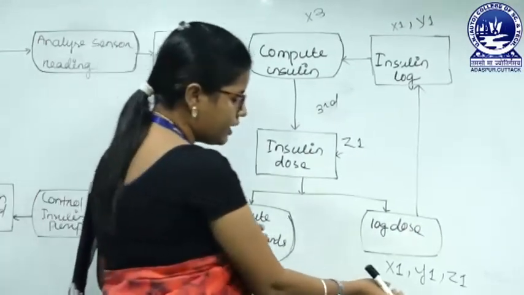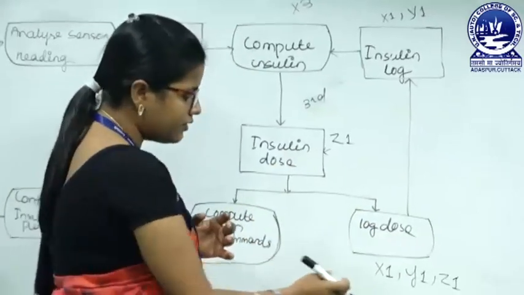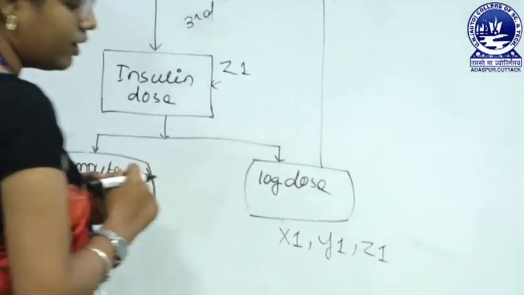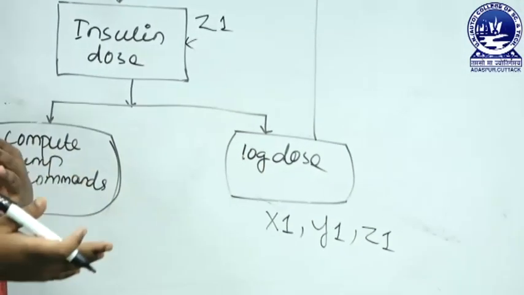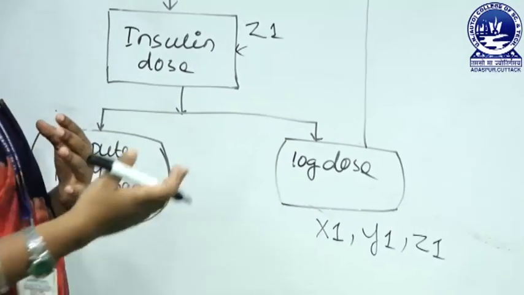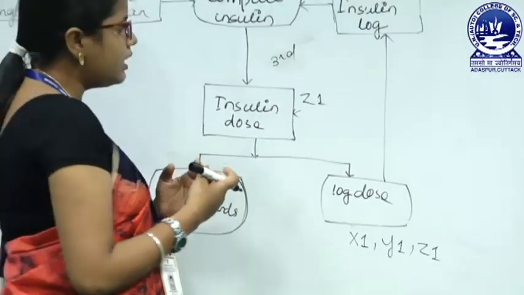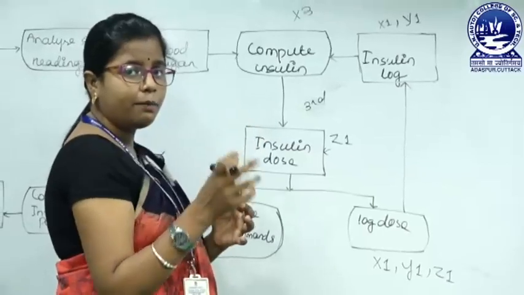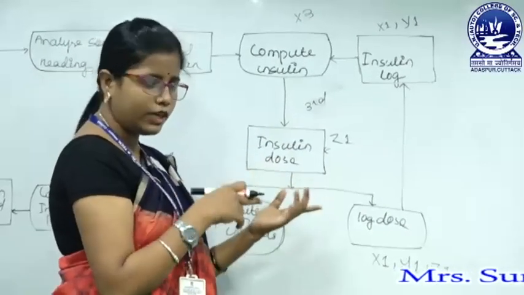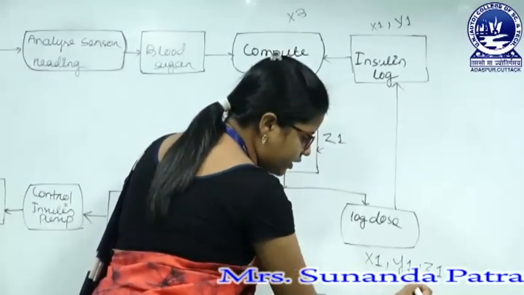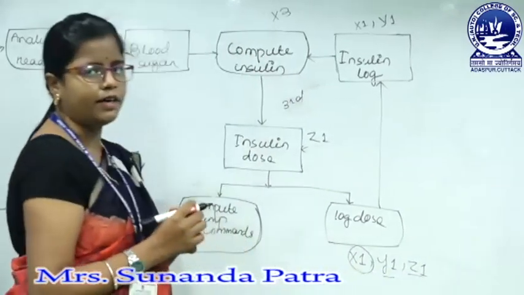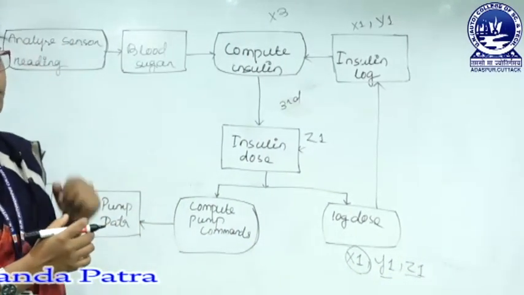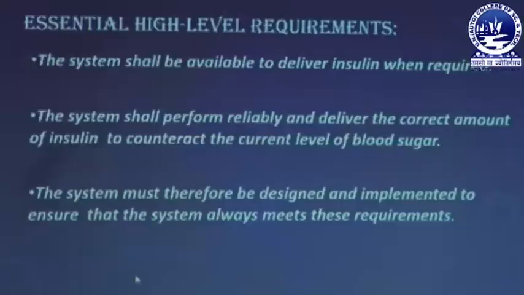Okay. So, after the third reading we have x1, y1 and G1 in the log dose. So, for the fourth time if I am going to compute the insulin dose, then that current reading will be compared to the last two readings, that means G1 and Y1, X1 will not be compared. So, this is how the insulin pump control system is working.